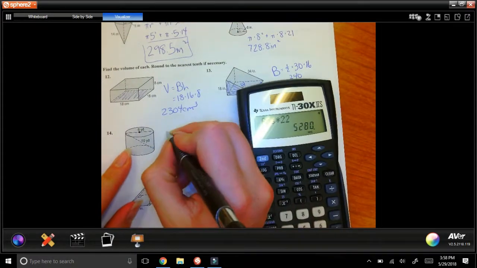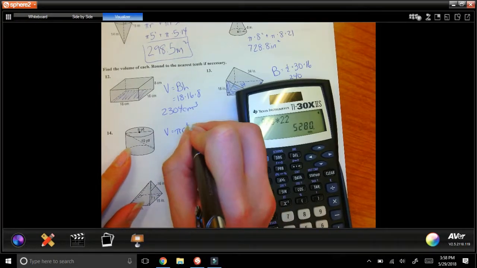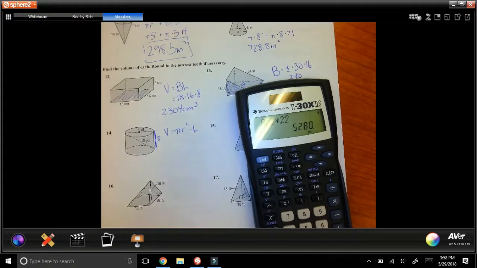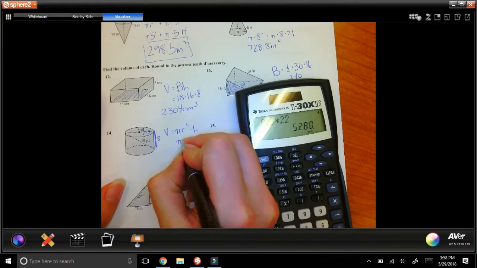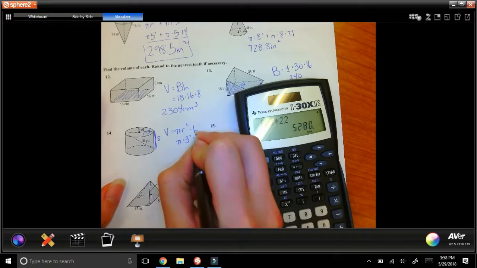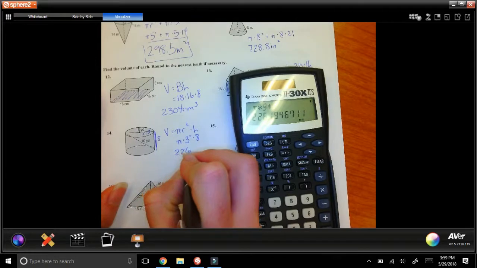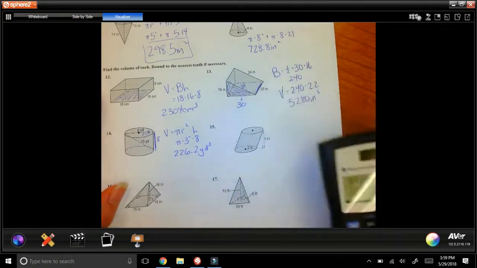For this next one, the volume is the area of the base, which is pi r squared, times the height of the prism. They don't give you the height of the prism, but you could use Pythagorean theorem, or maybe you recognize this is a 6, 8, 10 right triangle. Also, they don't give you the radius. The radius would be 3. So pi times 3 squared times 8. So pi times 9 times 8 is 226.2, and that's cubic yards.